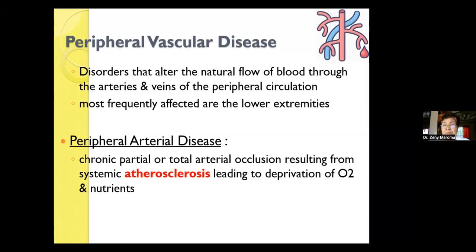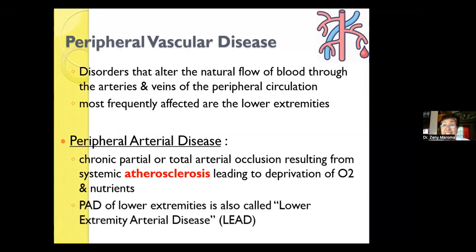sclerosis. Deposition of fats and lipids along the intima of the blood vessel. Hindi na ito kakaiba sa inyo. Kasi kung tapos na tayo sa coronary artery, ito naman, a blood vessel supplying the arms and legs. Pero ang cause, atherosclerosis. PAD, peripheral artery disease, sa lower extremities can also be called LEAD. Ano yung LEAD? Lower extremity arterial disease.